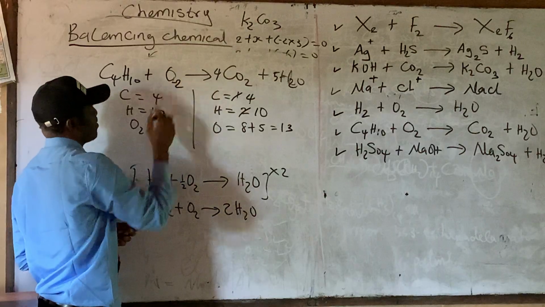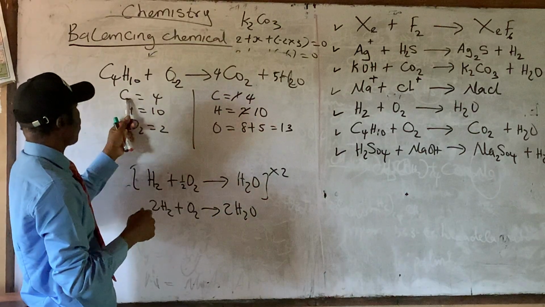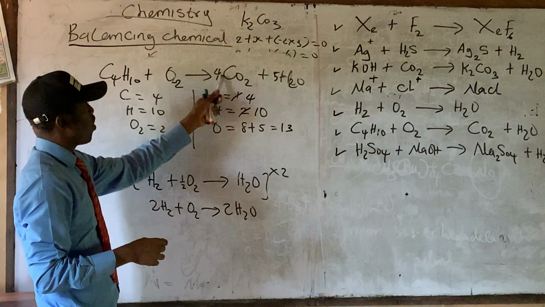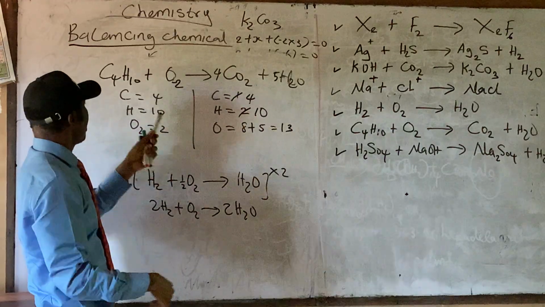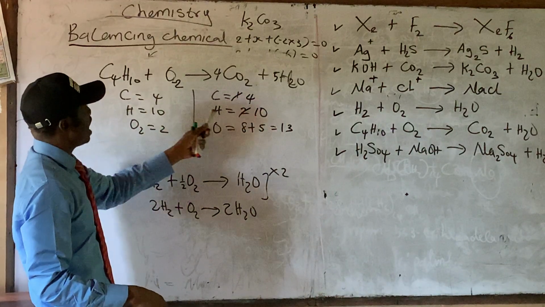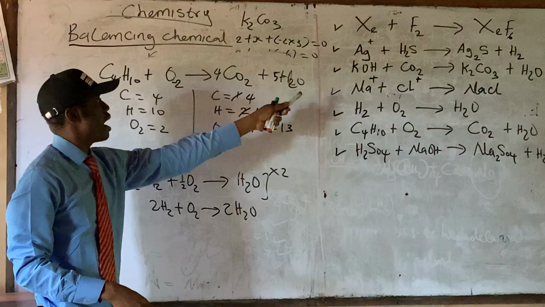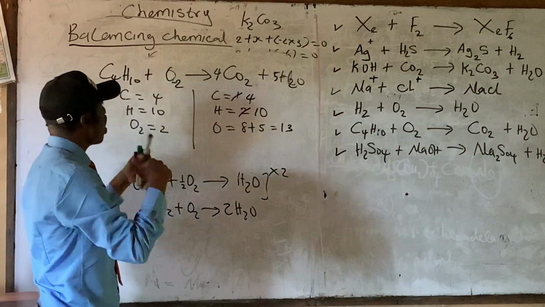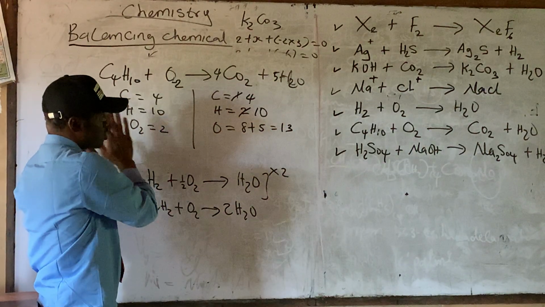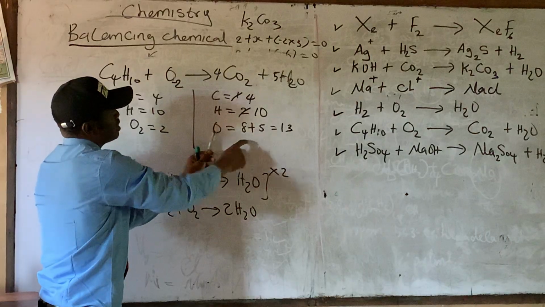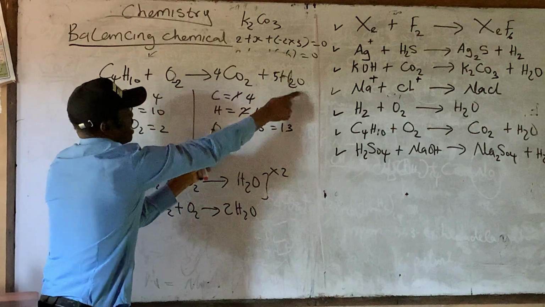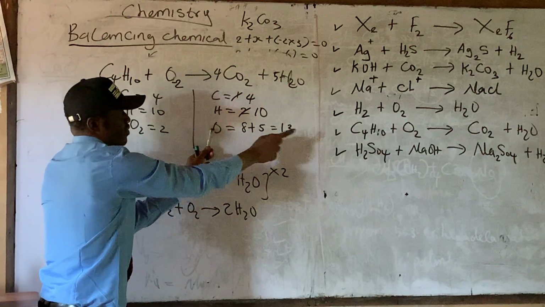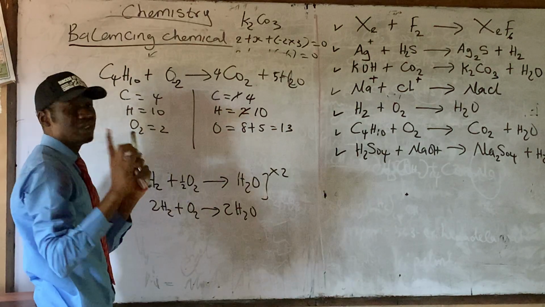Let me tell you what I mean by that. Carbon is 4 here. Carbon is what? 4 here. Good to go. Hydrogen is 10 here. Hydrogen is what? 10 here. 5 times 2. Good to go. Oxygen is 2 here. No problem. Just don't worry. 4 times 2, 8. 5 times 1, 5. 8 plus 5, 13. Oxygen is 1. So oxygen has a problem.